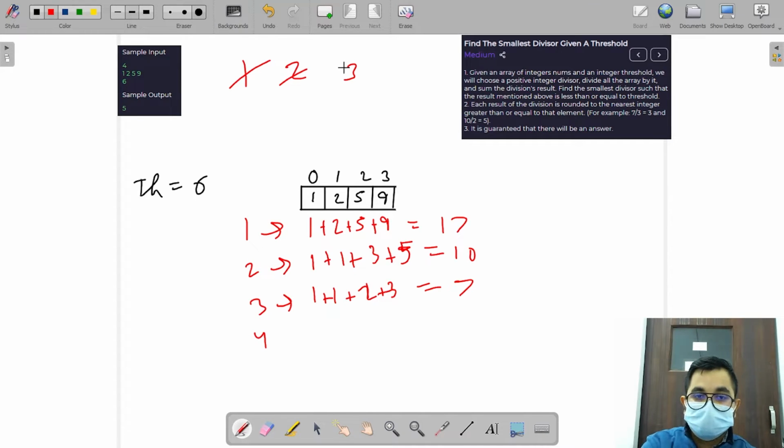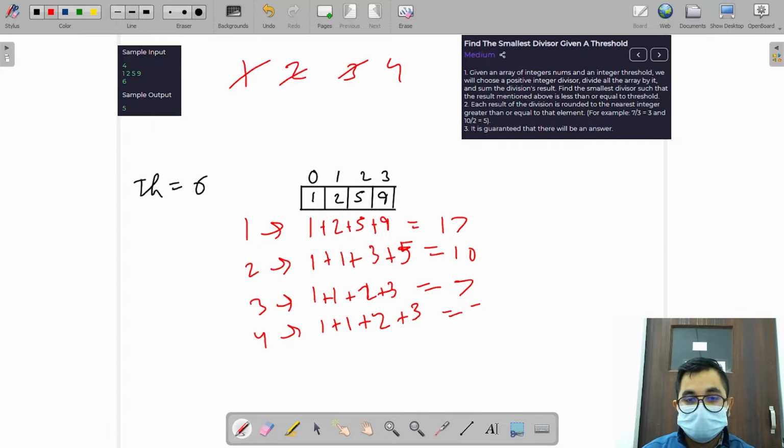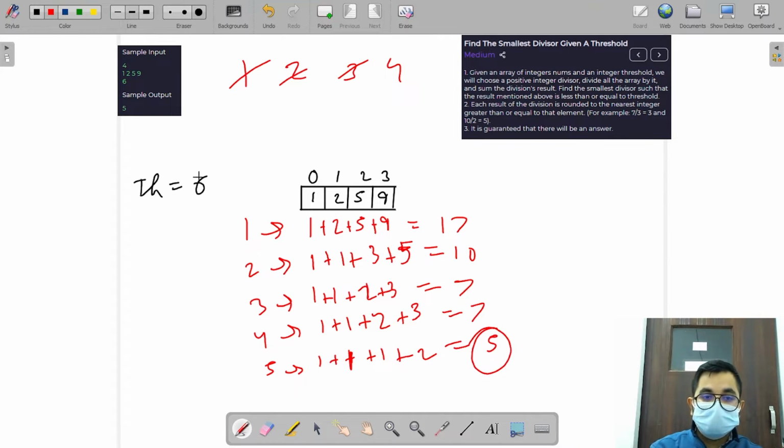Let's take 4. Okay, 1 plus 1 plus 2 plus 3. Still 7. Let's start with 5. 1 plus 1 plus 1 and plus 2. Okay, so that's it. Add it, we get 5, which is less than the threshold.